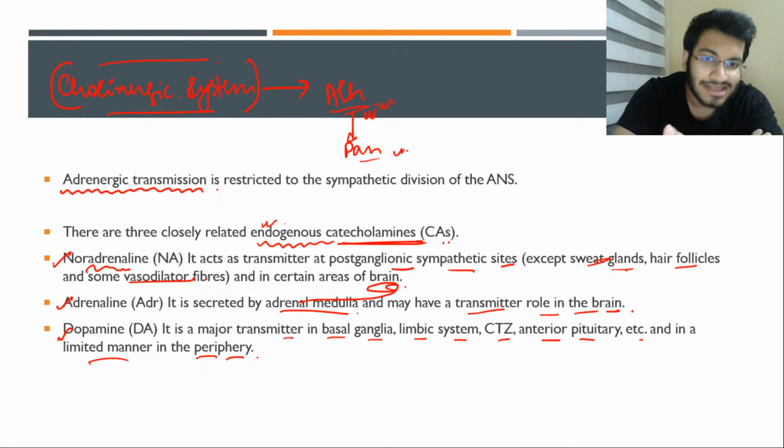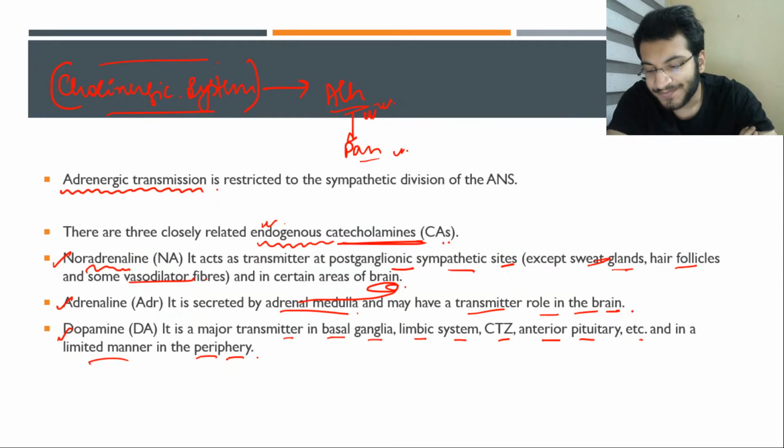So adrenergic transmission is due to the three endogenous catecholamines, that are noradrenaline, adrenaline and dopamine. Noradrenaline acts as a transmitter at post-ganglionic sympathetic sites except the sweat glands, hair follicle and some vasodilator fibers, right?